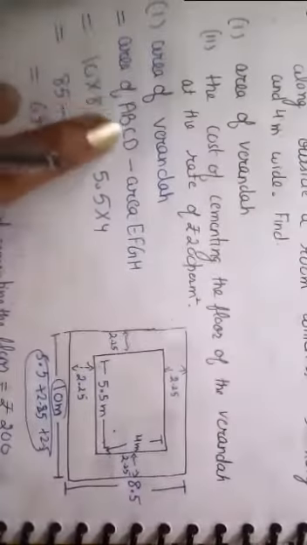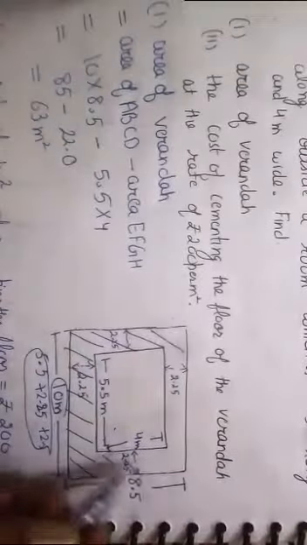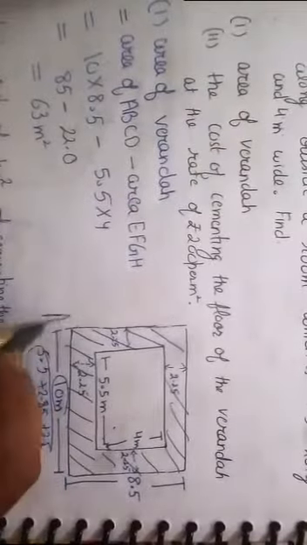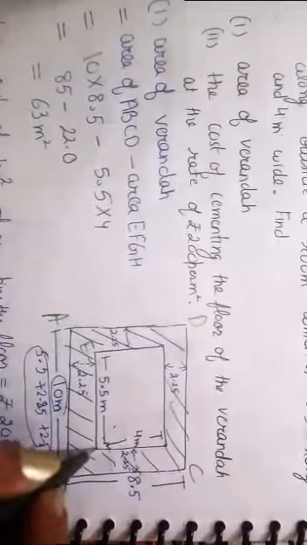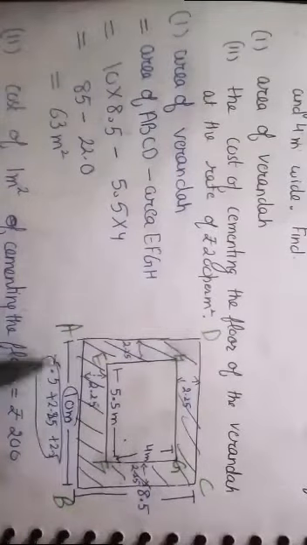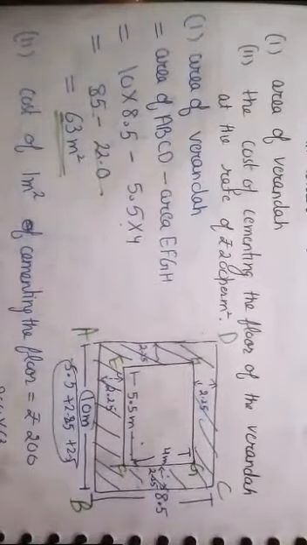So how will we find the area of the veranda? This is the veranda. The area of the veranda is the area of ABCD minus the area of EFGH. The area of ABCD is length into breadth, that is 10 into 8.5, and the area of EFGH is, again a rectangle, 5.5 into 4. So it will become 85 minus 22.0. It will become 63 meter squares.